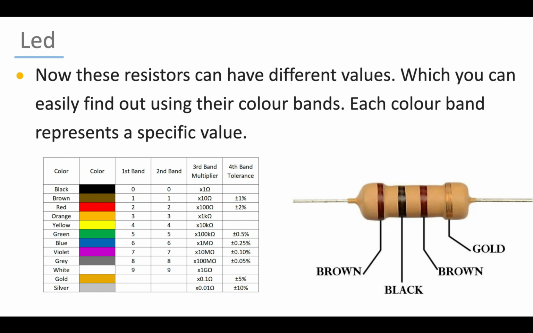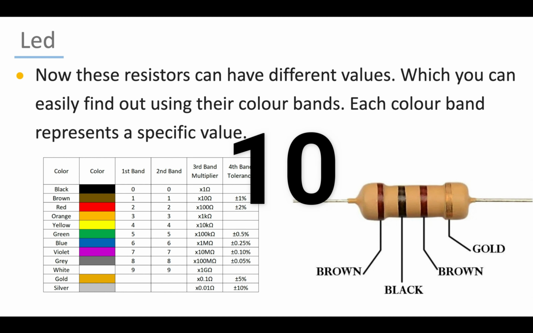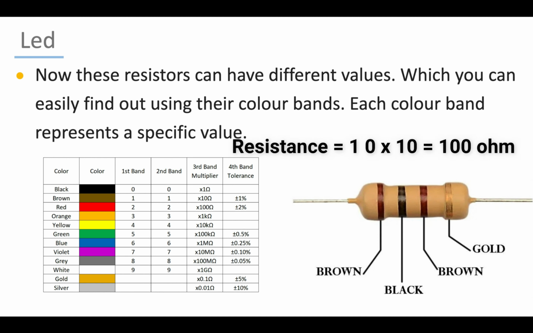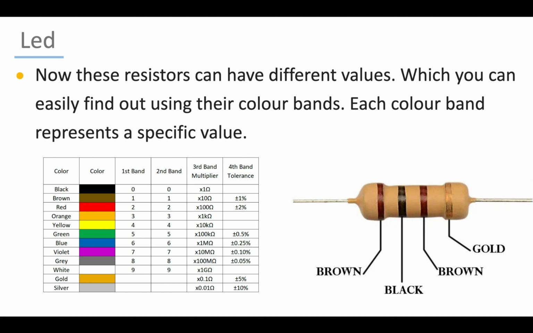Now after the first digit, our second digit will be the value of black, which is in second band 0. As you can see here, we have the black on 0. So now our digits are 1 and 0, which is 10. After that, we will check the multiplier, which is the third band, that is brown again. So the multiplier will be 10 again. As you can see here in the third band multiplier, the value of brown is 10 ohms. So the total value of our resistance will be 10 multiplied by 10, which is 100 ohms. Then in the last we have the tolerance, which is plus minus 5% for gold.